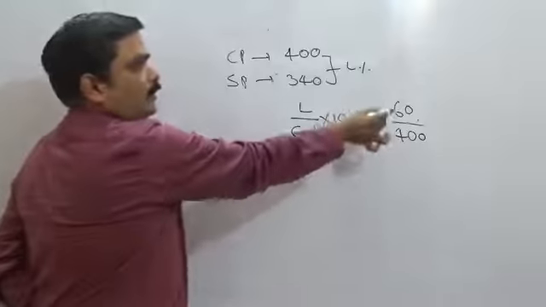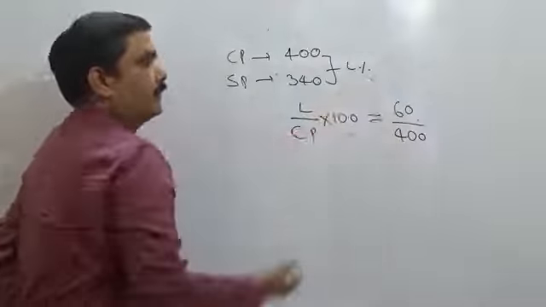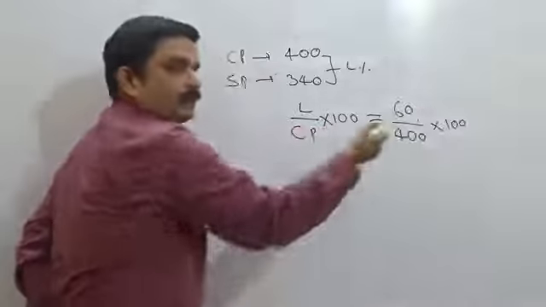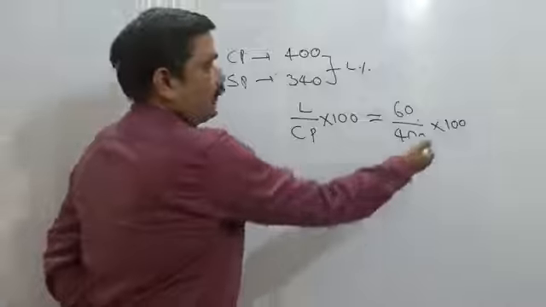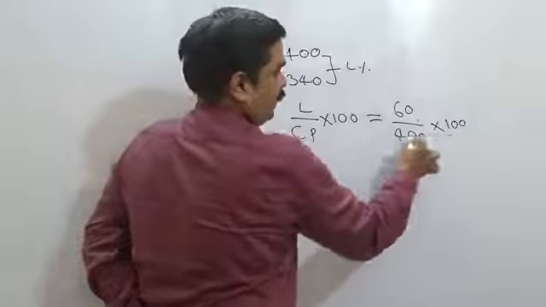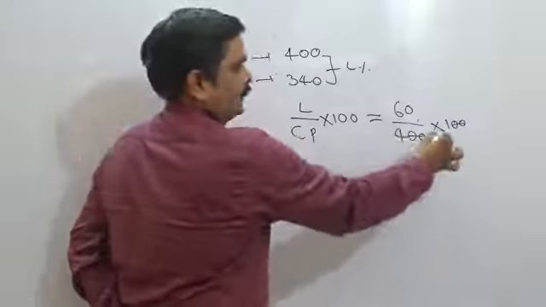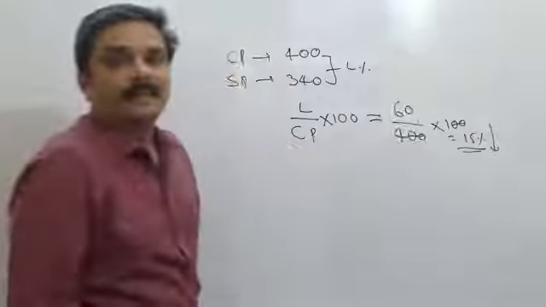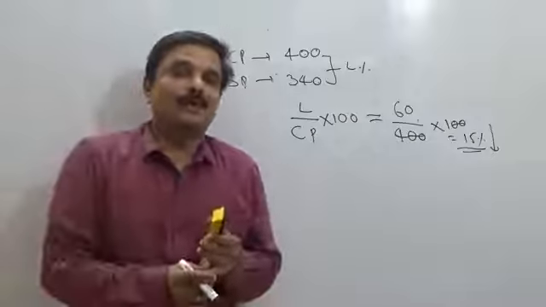On the cost price. 60 rupees lost on the cost price into 100, because I need to show this in terms of percentage, always multiply with 100 there. Now after simplifying this, just go for the simplification. 4, 15, 60, my answer is going to be 15% loss in this transaction. Hope you got the idea.